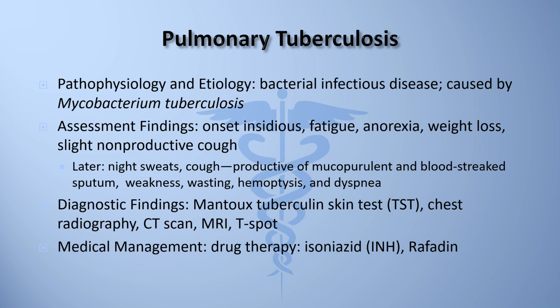Here are some assessment findings. Most people can be asymptomatic. If there are symptoms, they can have fatigue, anorexia, weight loss, a slight non-productive cough. Later, they can have night sweats, a cough that is productive, weakness, wasting, dyspnea. Some diagnostic tests are your skin test, chest x-ray, CT scan, MRI, and a T-spot test.